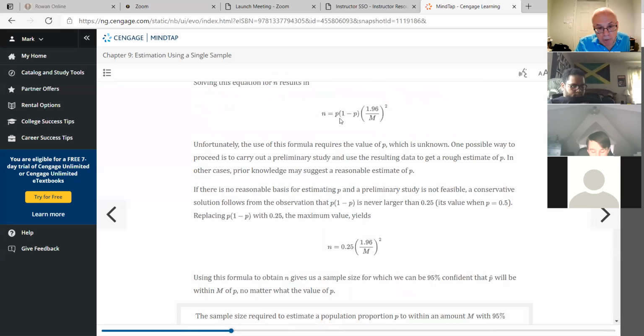Now, once again, if p is unknown in the problem for a proportion question, use 0.5. That's what they did in this case here. But if they do give you an estimate for p, you plug it in for p, and then 1 minus p would be the complement of that.